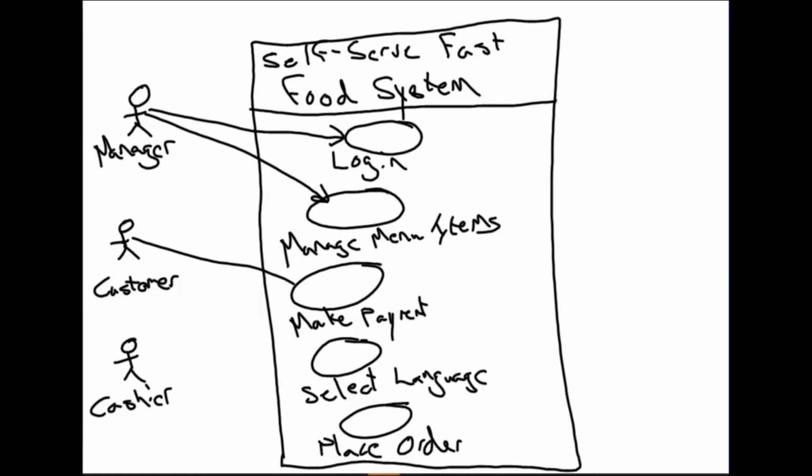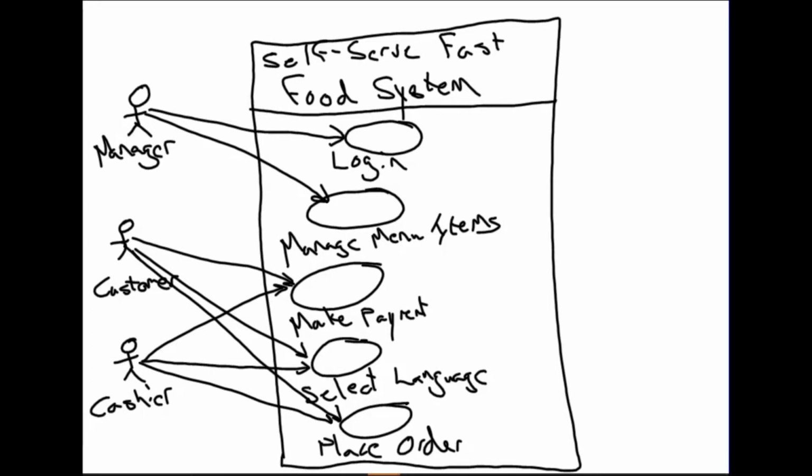And this can either be done by the customer or the cashier. Again, the customer can select the language or even place the order. Now even the cashier can select a different language option or place an order for a customer.